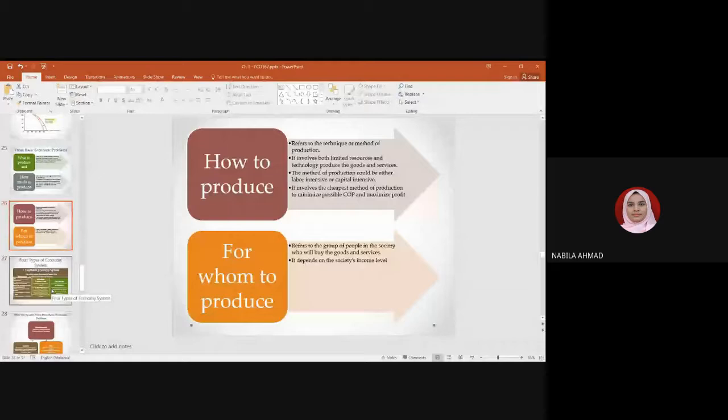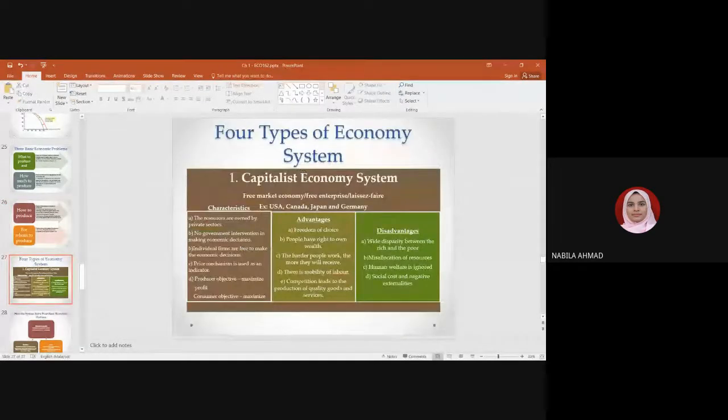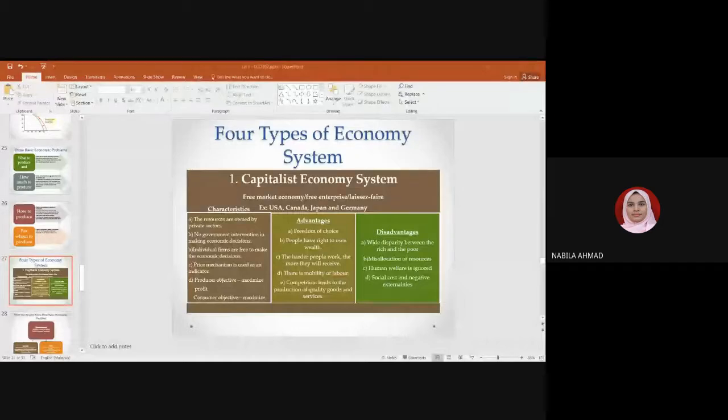Then perlu rehat ke you all? Nak rehat? Sebelum kita continue? Boleh rehat. Nak rehat. Okay, saya bagi masa dalam berapa minit you nak rehat?